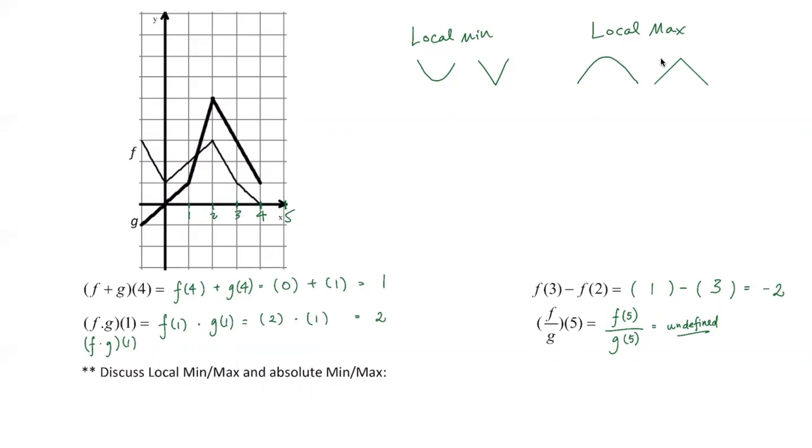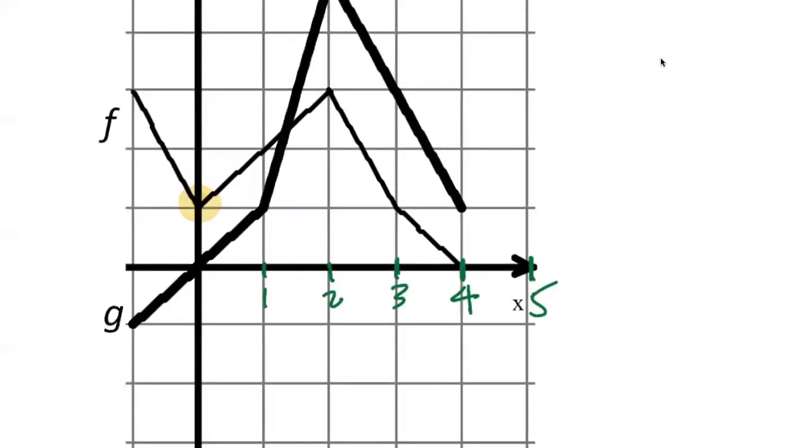We say, where is a local minimum on this function f? Where's the local minimum right here? Hey guys, can you see this? Can you see the local minimum right here? When x is equal to 0, it has a dip and then it gets back up. So we call this point the local minimum.